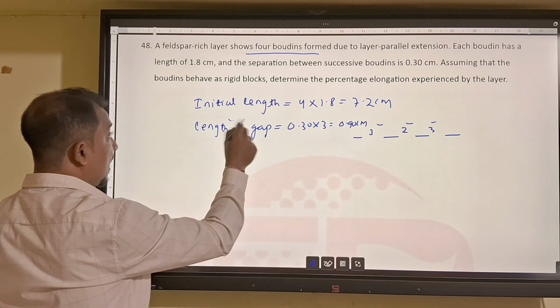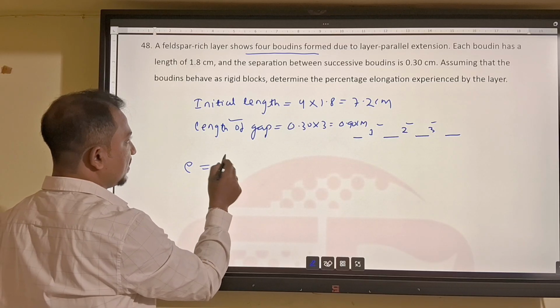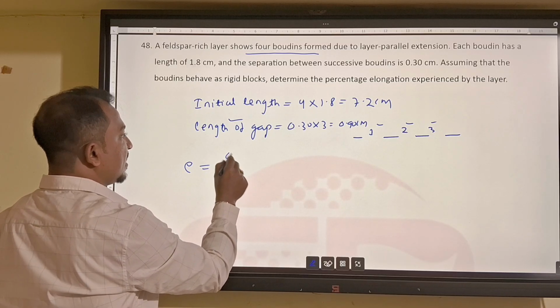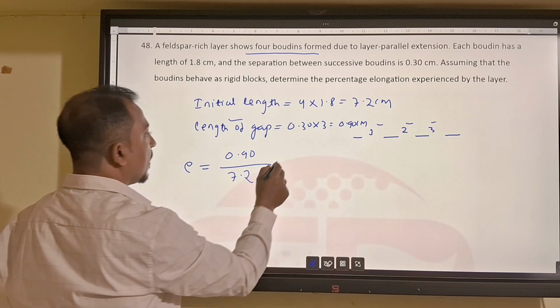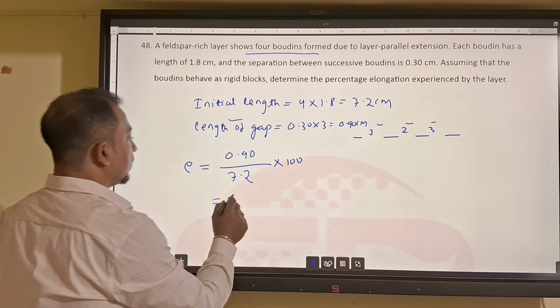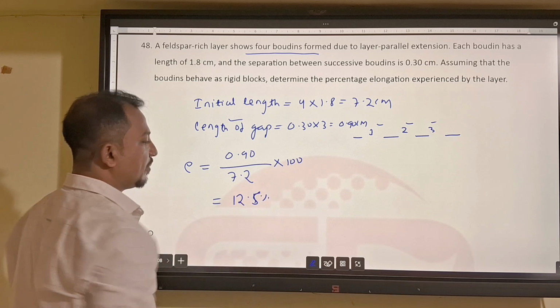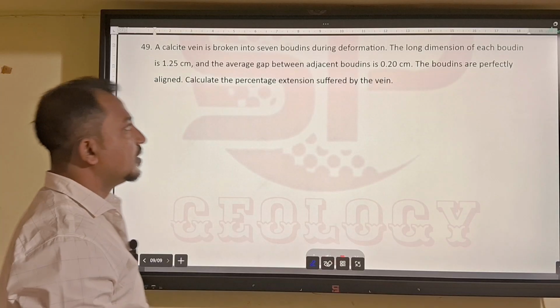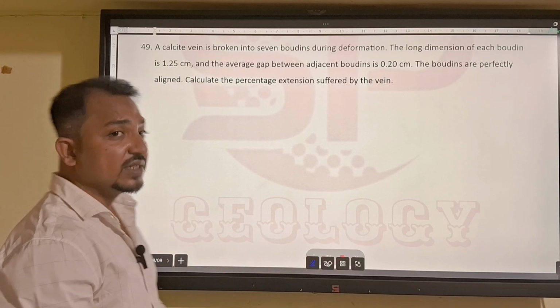So now the length of the gap is the change in length. So elongation percentage, if you calculate, change in length, that is 0.90 divided by 7.2 into 100. So it will be 12.5%.